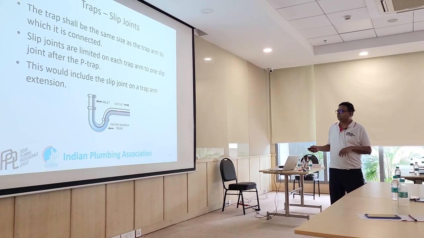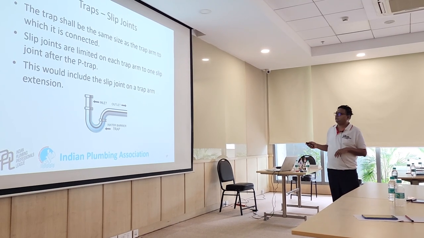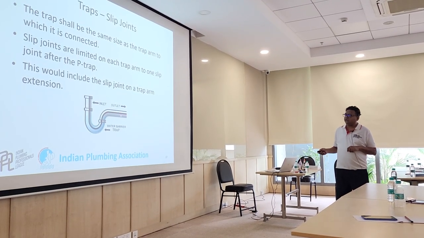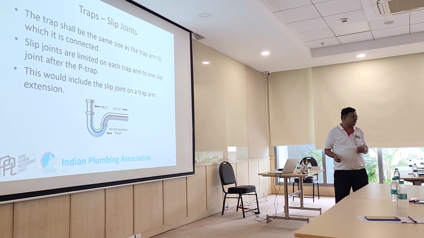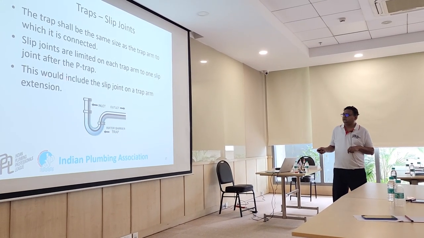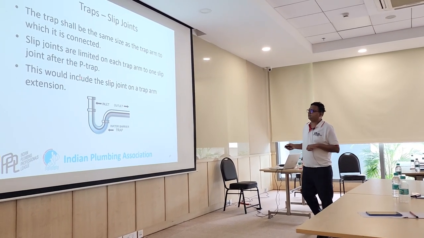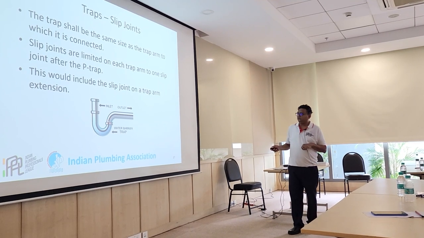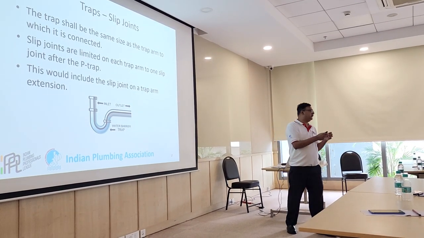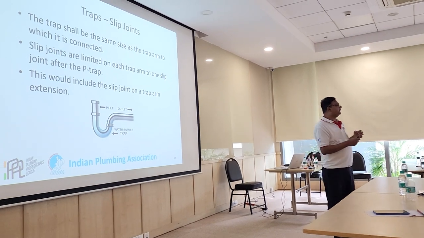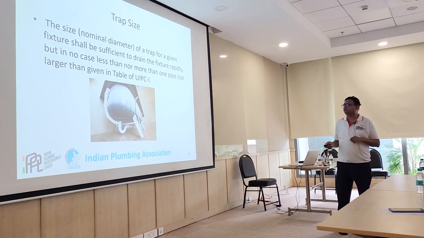Trap slip joints. These are called slip joints. The trap shall be of the same size as the trap arm. So whatever outlet you have, the size of the trap should be the same. Slip joints are limited on each trap arm to one slip joint after the P trap. So one joint is maximum allowed. Otherwise, whenever there is a joint, a pocket is created, so there are chances of deposition of solids over there.